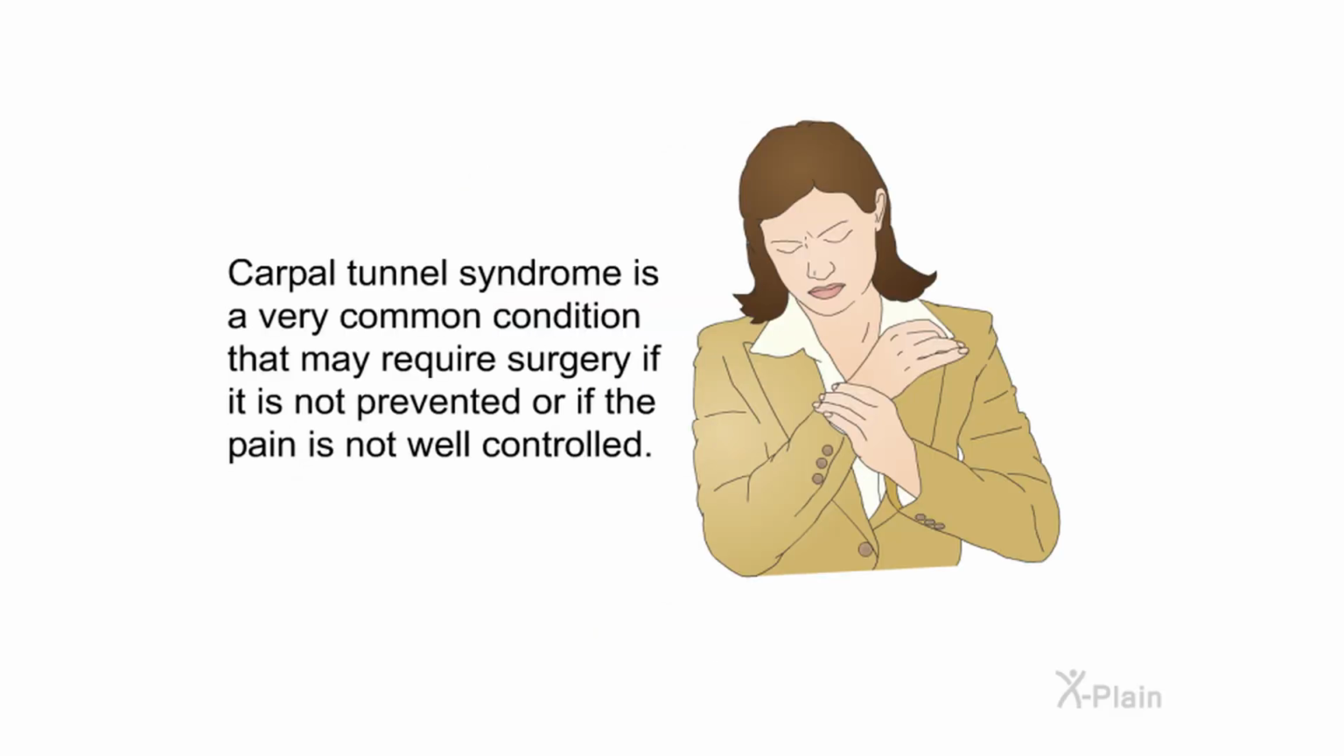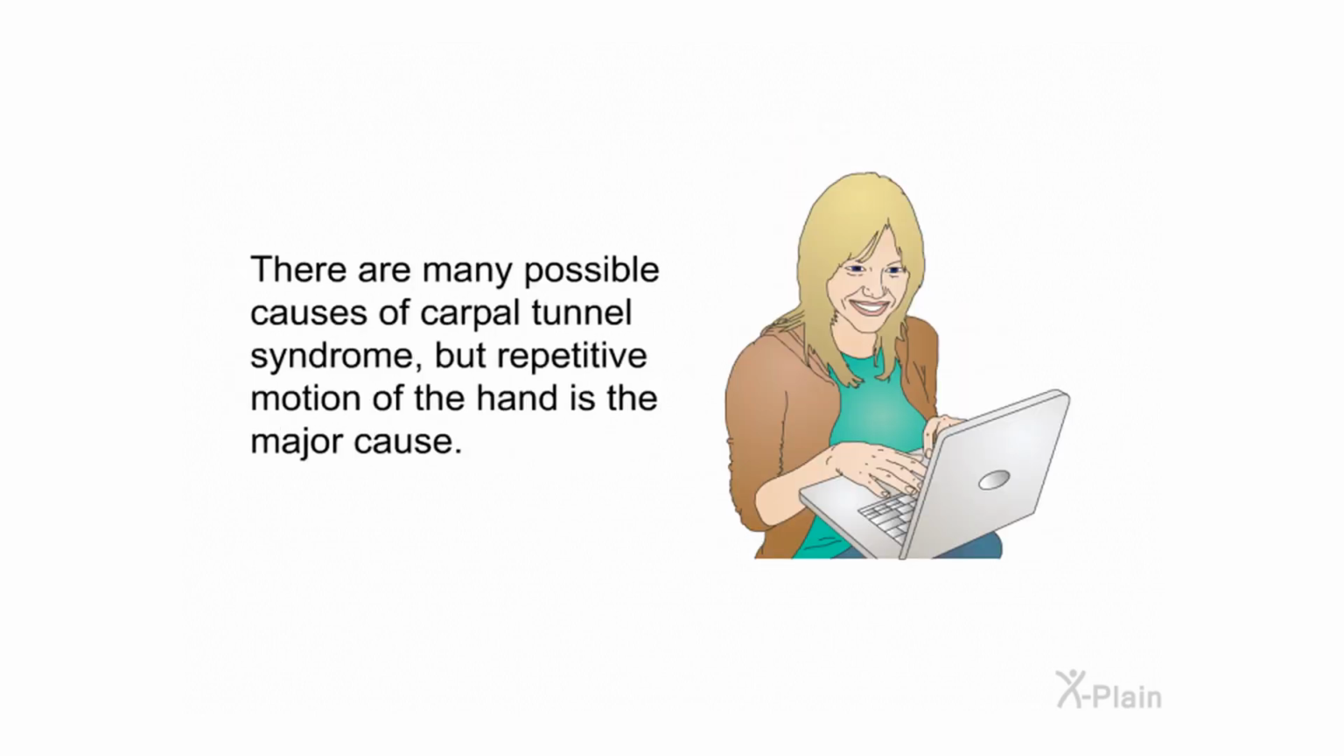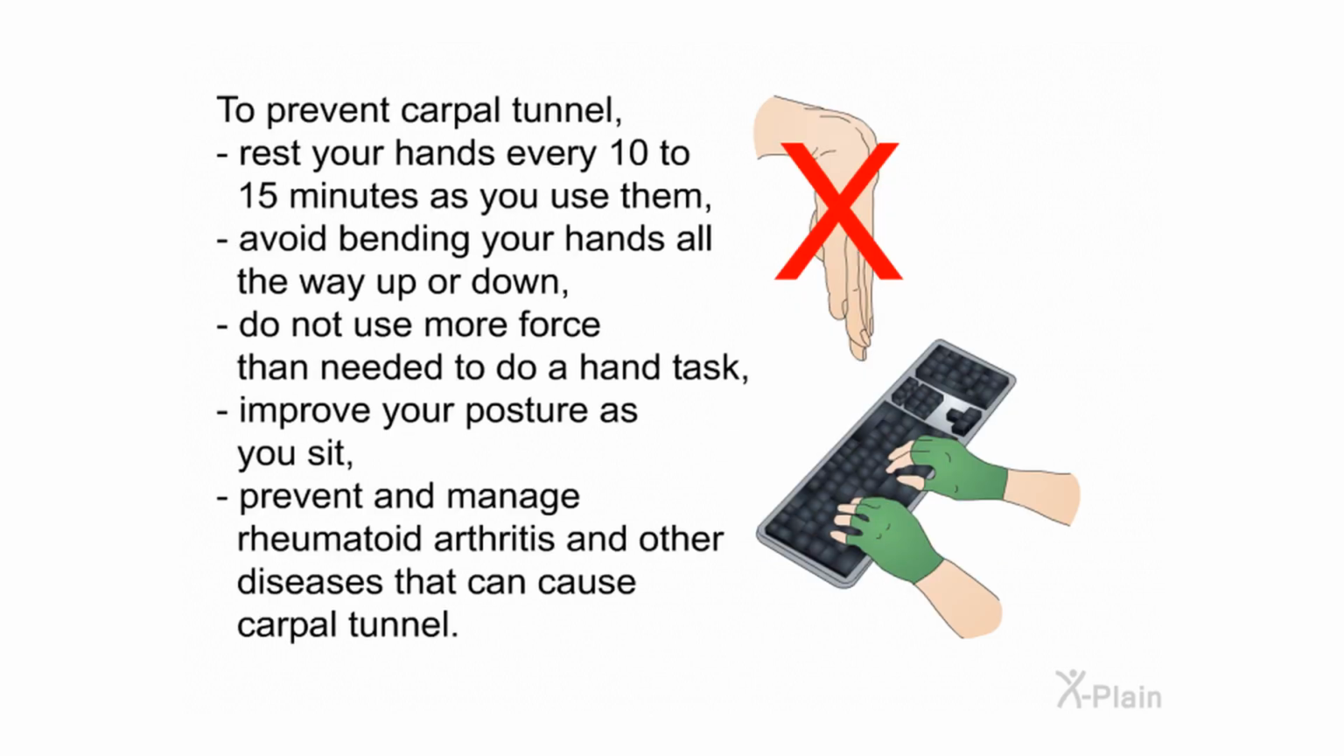Conclusion. Carpal tunnel syndrome is a very common condition that may require surgery if it is not prevented or if the pain is not well controlled. There are many possible causes of carpal tunnel syndrome, but repetitive motion of the hand is the major cause. To prevent carpal tunnel, rest your hands every 10 to 15 minutes as you use them. Avoid bending your hands all the way up or down. Do not use more force than needed to do a hand task. Improve your posture as you sit. Prevent and manage rheumatoid arthritis and other diseases that can cause carpal tunnel.